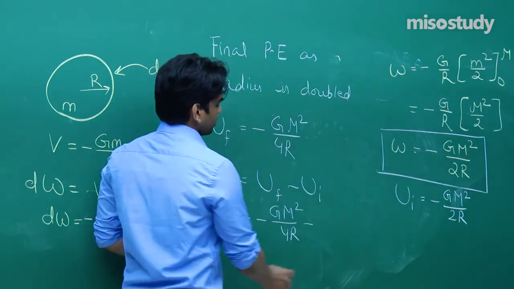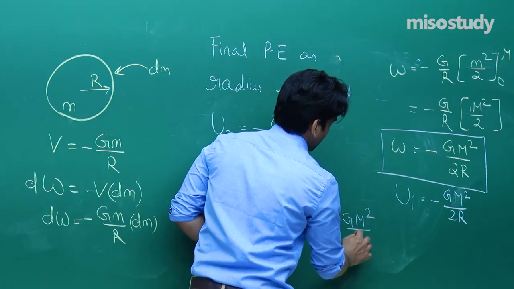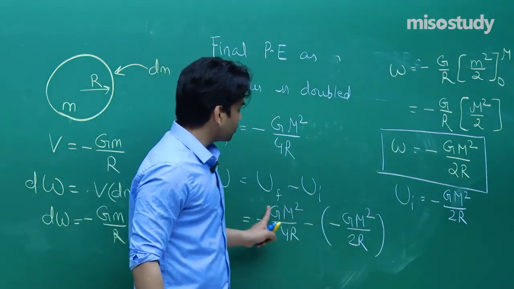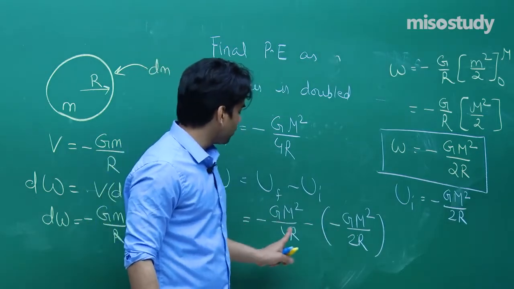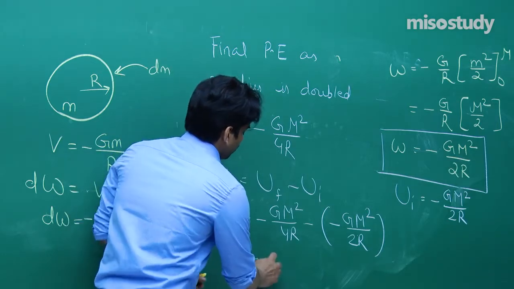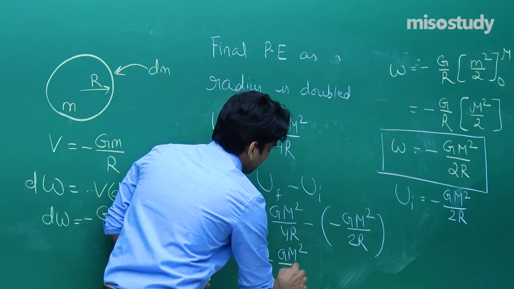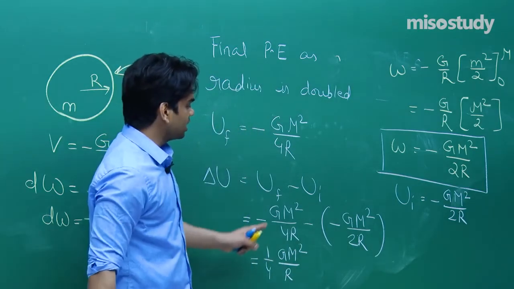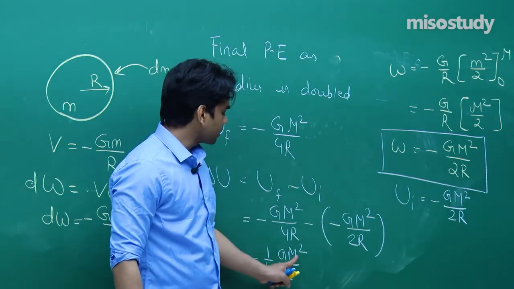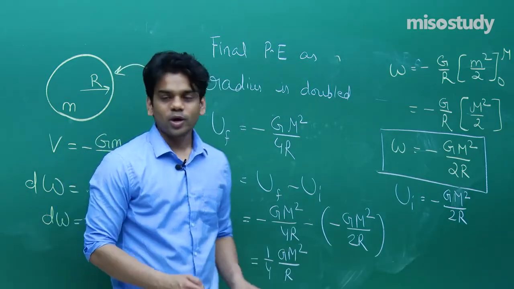So let's subtract this term. We will be having minus G m square by 2r. So G m square can be taken as common. 1 by 2 minus 1 by 4 will equal 1 by 4 overall. So 1 by 4 G m square by r, this term we will be getting. Easily you can see that G m square you can take outside, and this minus will become plus. So G m square, as I kept here, 1 by 2 minus 1 by 4, you will be having 1 by 4 G m square by r.